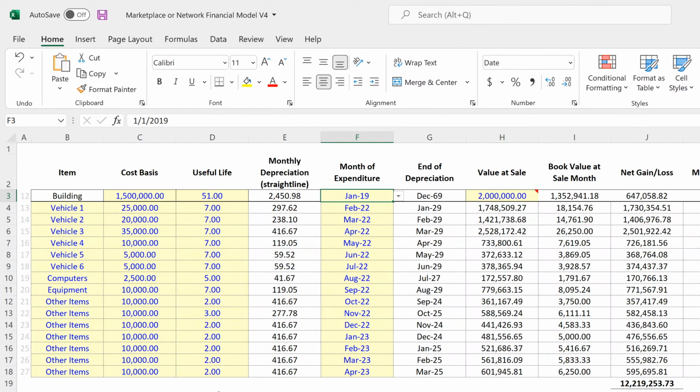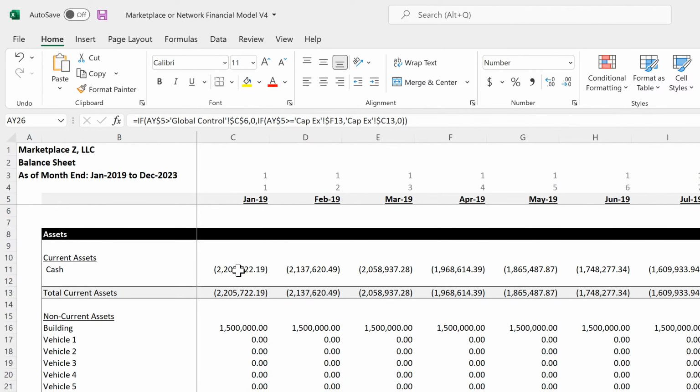Next up, balance sheet, which we really go for from the cash flow statement. And hold on a second.